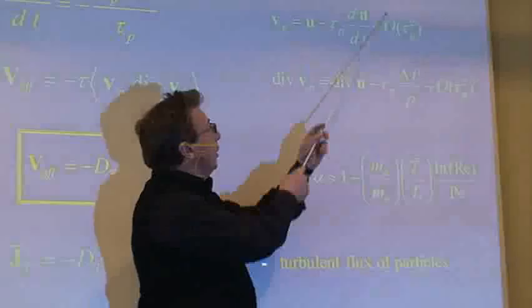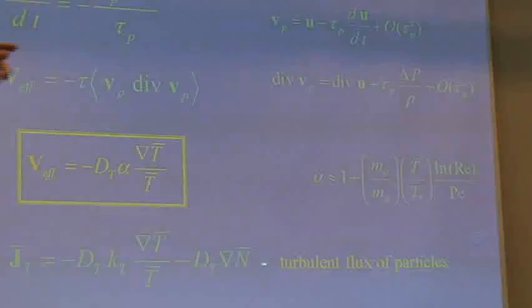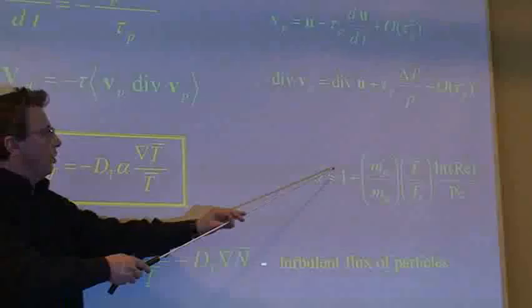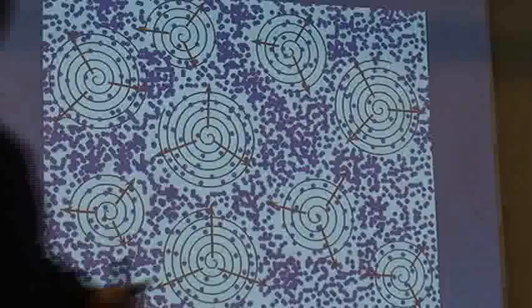This deviation is small for small Stokes, but the divergence of these deviations is not small. If we calculate the divergence of Vp, we obtain divergence u plus tau p, and instead of grad pressure divided by rho, if we calculate the divergence, we obtain the Laplacian of pressure. And this is a very important term. The physics of this term I will explain in a minute. But the bottom line is the following. The form of effective velocity will be the same, just we have coefficient alpha, which has a non-inertial particle contribution plus the effect of inertia. But the behavior will be similar.